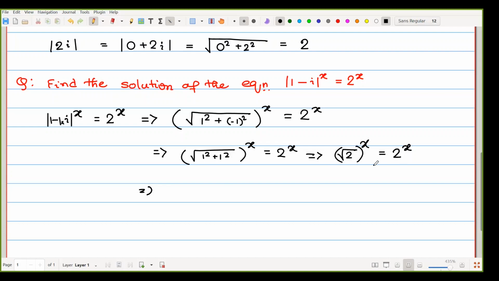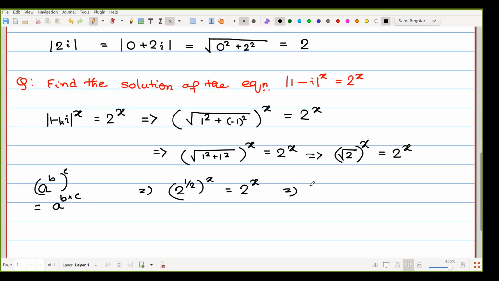Now we can write square root of 2, that means 2 to the power half, its whole to the power x is equal to 2 to the power x, or a to the power b whole to the power c can be written as a to the power b into c.